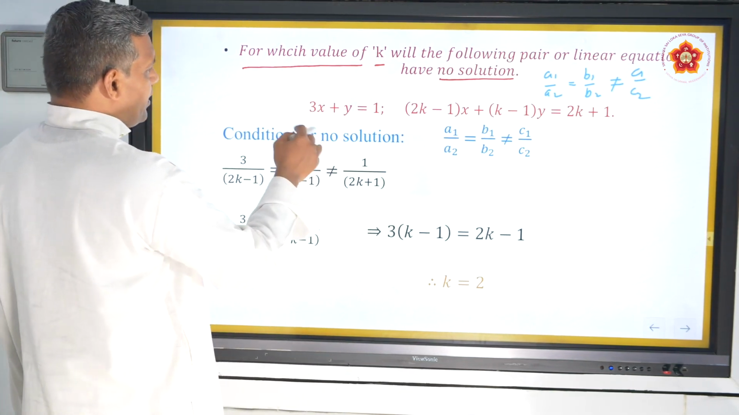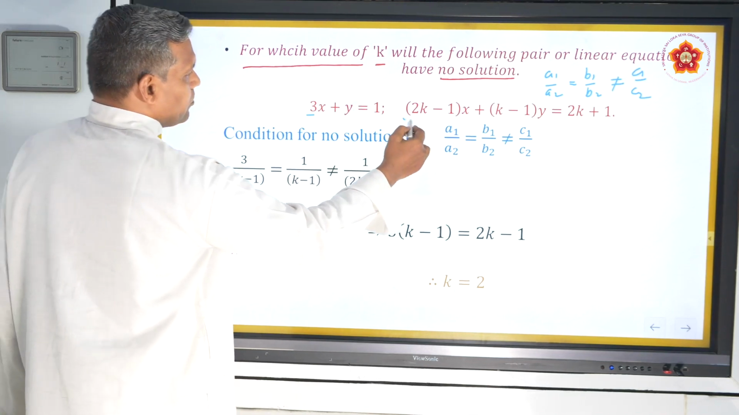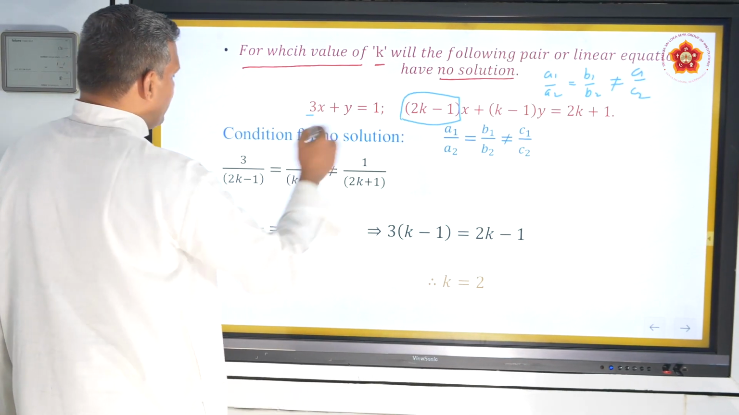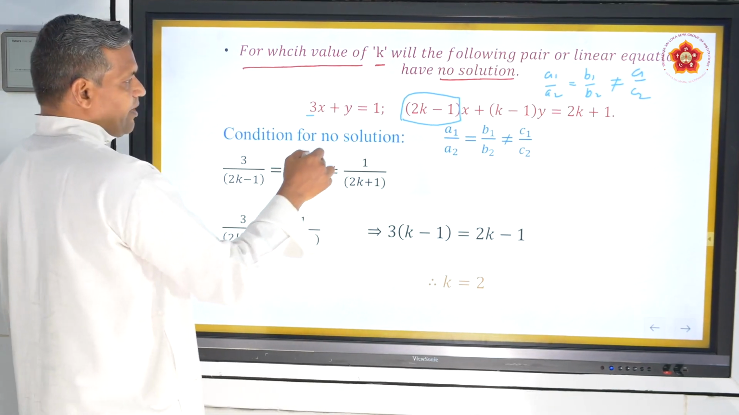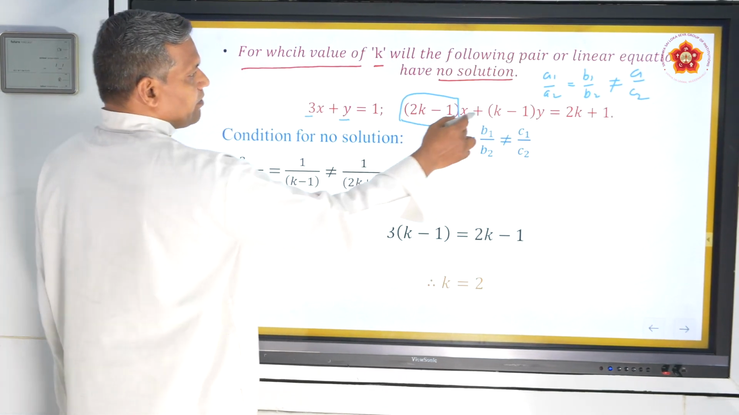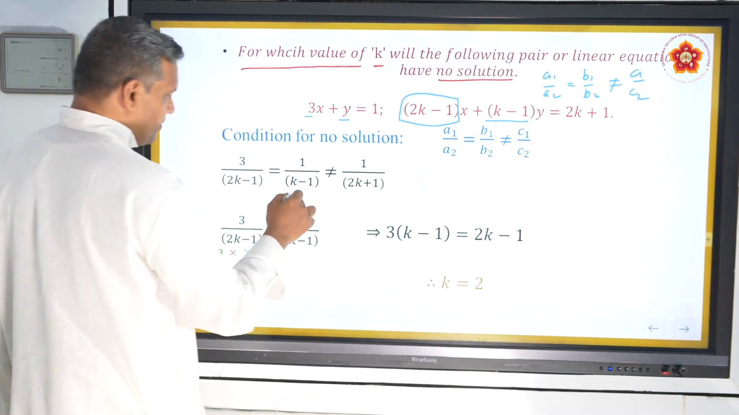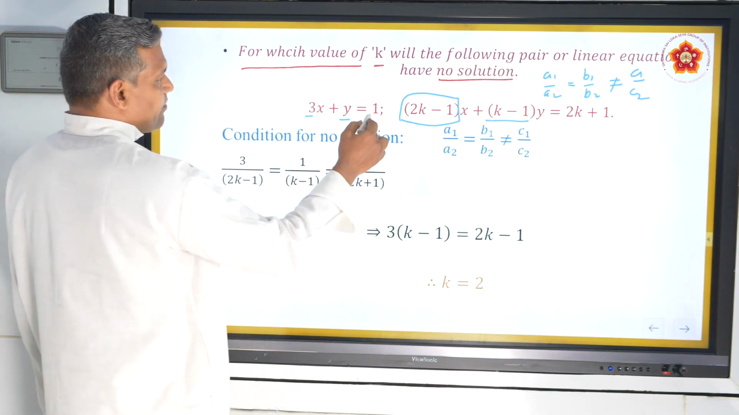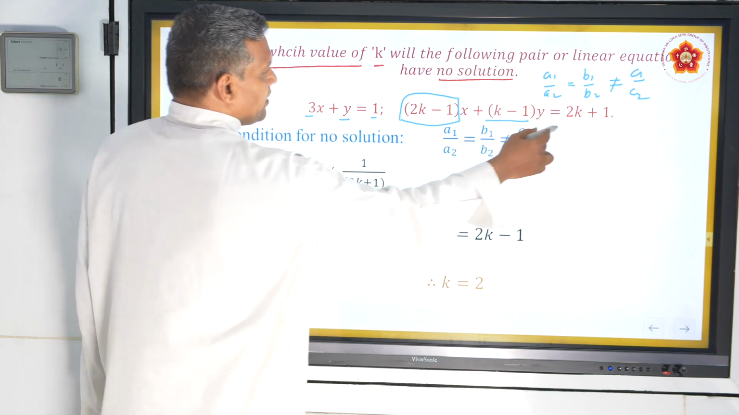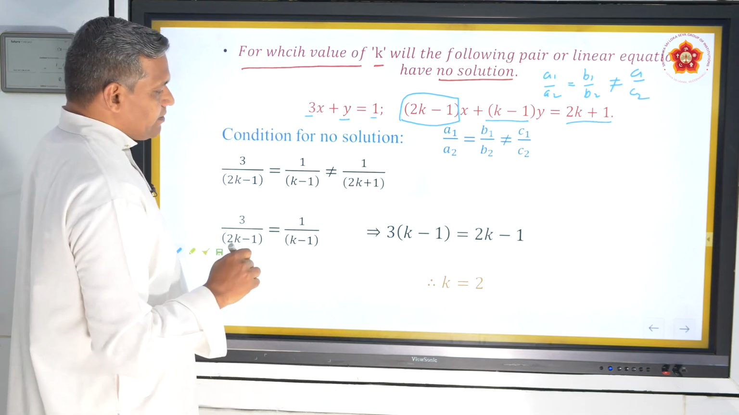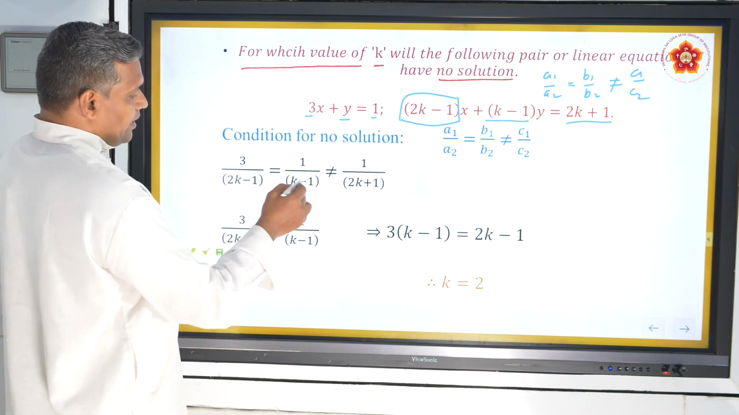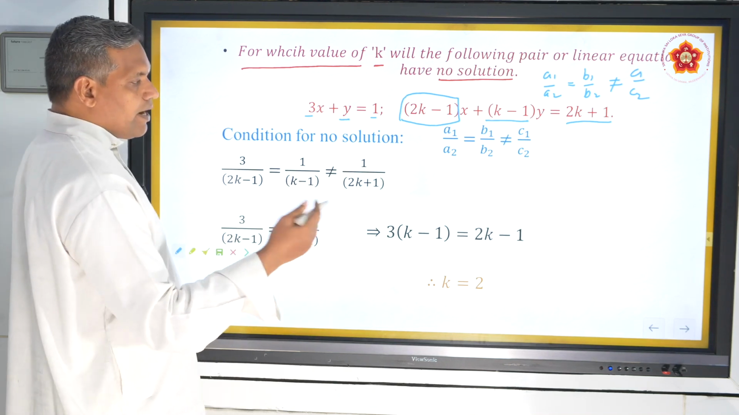So, a1 by a2: 3 by this whole thing is a2 now, remember. So, a1 by a2 is equals to b1 by b2. b1 is 1 here, b2 is k minus 1. So, b1 by b2 is not equals to c1 by c2. c1 here is 1 divided by 2k plus 1. When I take this, just these two I compare and cross product and get my answer.